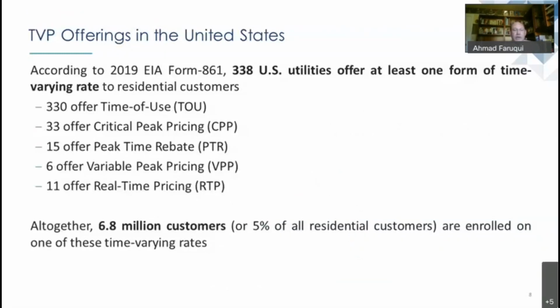According to the AIA, based on the data from their survey 861 that many of you are familiar with, in the year 2019, 338 US utilities offered at least one form of time varying rate to residential customers. Altogether, 6.8 million customers, or 5% of all residential customers, are enrolled on one of these time varying rates. Now we have something like 138 million customers in the US, so that's still a very small number, but it is much higher than it was just a decade ago. And my expectation is that in another 5 years, that 5% would potentially rise to 20 or 25%.